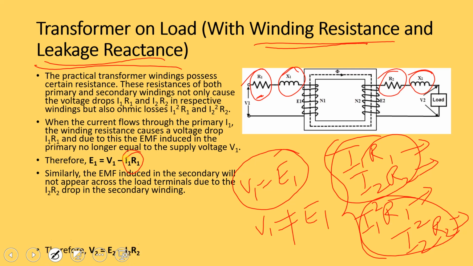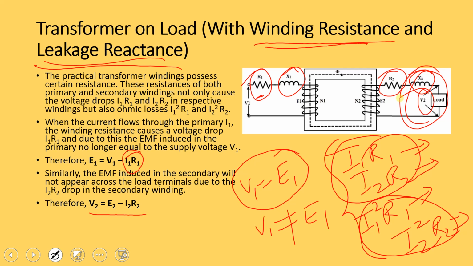Similarly, the EMF induced in the secondary will not appear across the load terminal due to the drop I2 R2. So it is also given by V2, the voltage in the secondary. Here the voltage in the secondary, V2, equals E2, the induced voltage, minus the drop across this resistance.